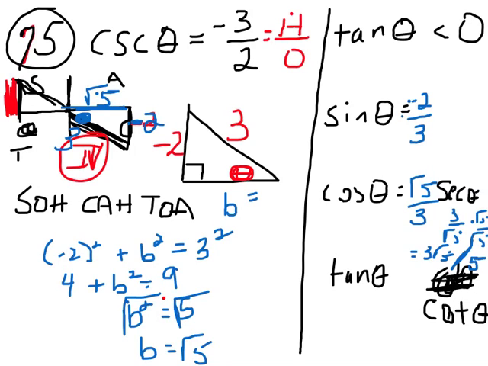The tangent is the opposite over the adjacent, or I could say sine over cosine. I'm going to go with the triangle here just because it's easier. So opposite would be -2, and the adjacent side is square root of 5, and when I rationalize that, wouldn't that end up being -2 square root of 5 over 5?